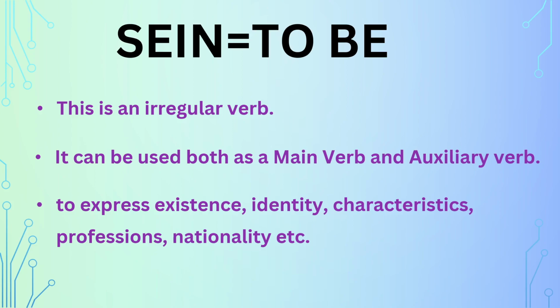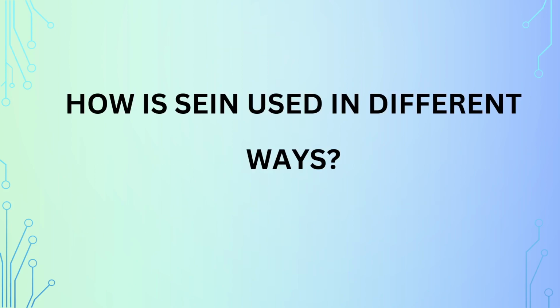Now sein means to be. Sein is an irregular verb, which means its conjugation doesn't follow a typical pattern like regular verbs. It can be used both as a main verb and an auxiliary verb. And it is mainly used to express existence, identity, characteristics of a person, place or a thing, to name professions, nationalities, etc. Now let's understand how sein can be used in different ways.